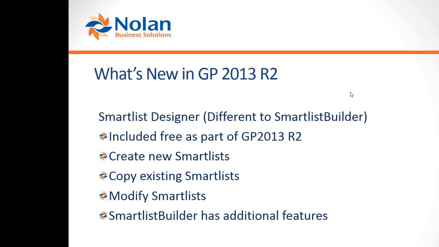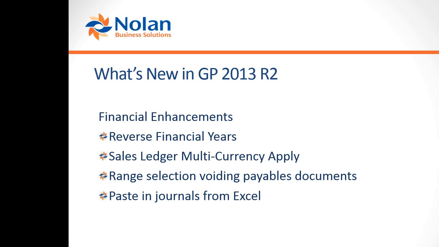Financial enhancements in the product. There's a number, and I've just selected four. The reverse financial years and the paste in journals from Excel are new features within GP 2013 R2. So those of you that have ever run a financial year close and then regretted that and wish you hadn't, Dynamics now gives us the ability to reverse financial years. In other words, put a historical year back into an open state for you to be able to process them there.